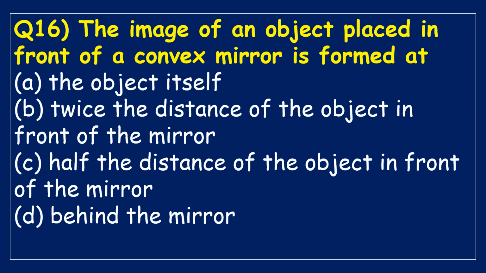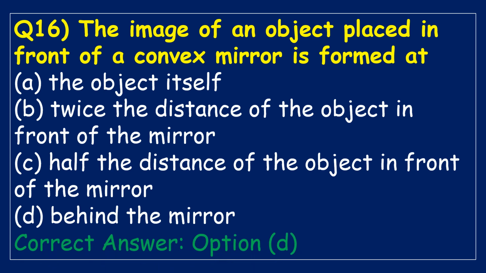So, convex mirror is given. We have to understand that convex mirror always forms virtual images. The image of an object placed in front of a convex mirror is formed at the object itself. Option B, twice the distance of the object in front of the mirror, and half the distance of the object in front of the mirror behind the mirror. Option D, behind the mirror. Behind the mirror. Convex mirror always forms image behind the mirror.